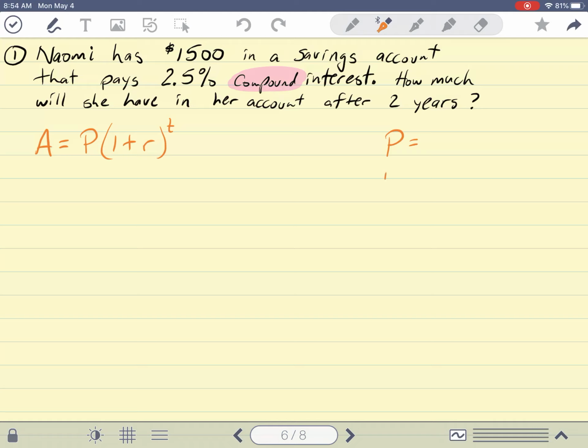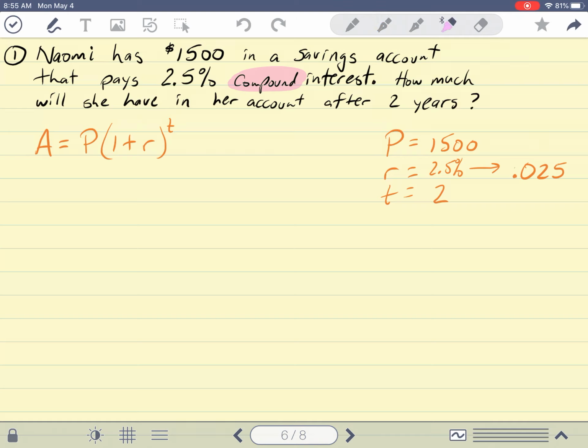Let's start back over, and we're going to see P, R, and T. These values are the same as the previous problem. It tells you on your cheat sheet that P is the principal, which is the amount you started with. That's $1,500. R is the interest rate, that's 2.5%. You remember, you cannot leave it as a percent. You must change it to decimal form, so 0.025. T, that time is in years, that's 2.